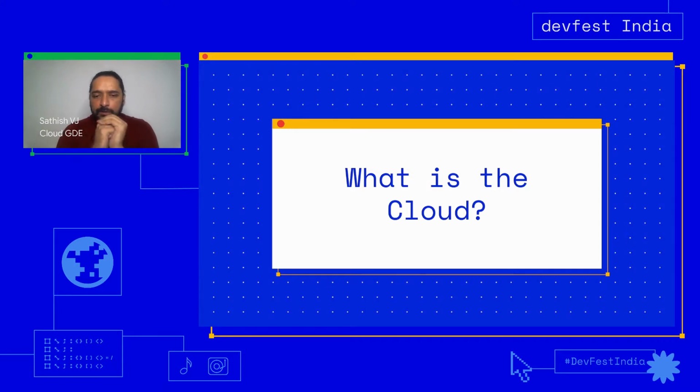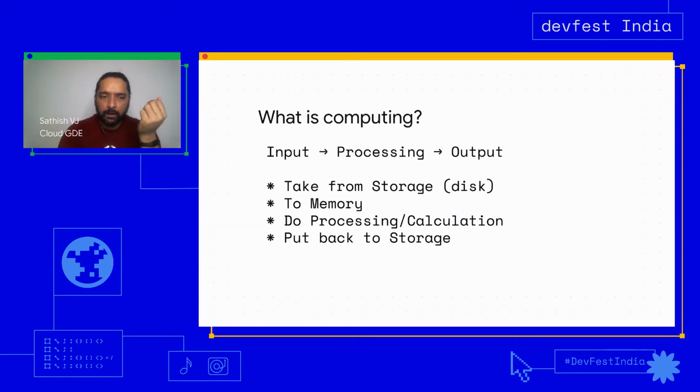Now, the first place to start is to understand what the cloud itself is, and what you are doing on the cloud. Essentially, what you're doing on the cloud is some kind of computing, some kind of processing, some kind of calculation. Every time there is an input coming in, we want to process it in some way and then send it out to some kind of output. These inputs are usually in some persistent storage, like a hard disk. So you take it from the storage, you bring it into memory such that the CPU can then access that memory and do the calculation.